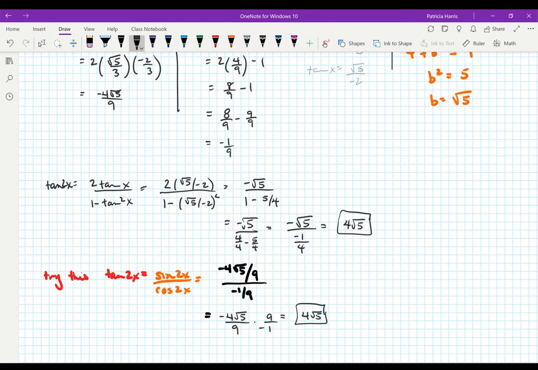Pretty nifty, huh? Okay, so that's how you use the double angle identities to find an exact value.